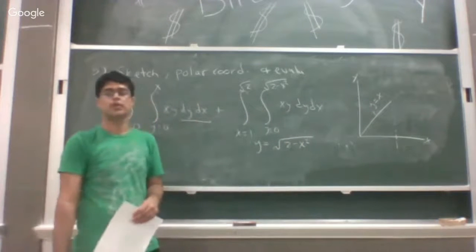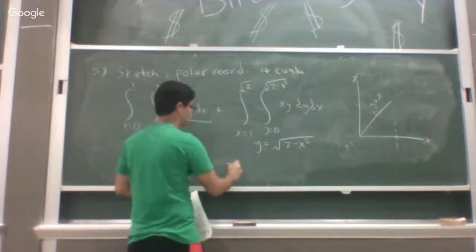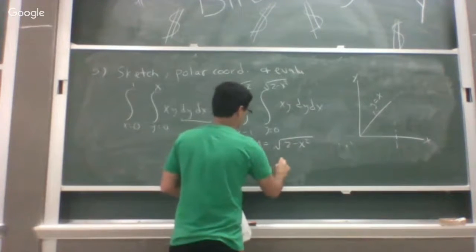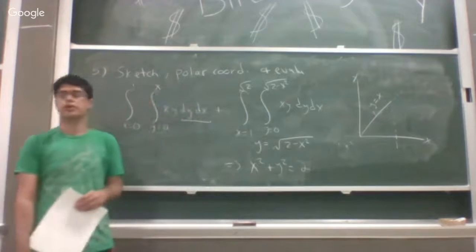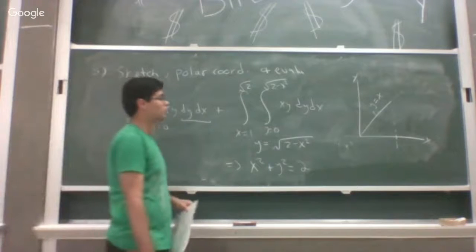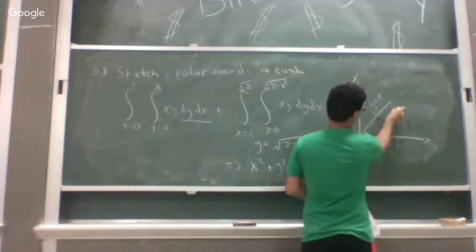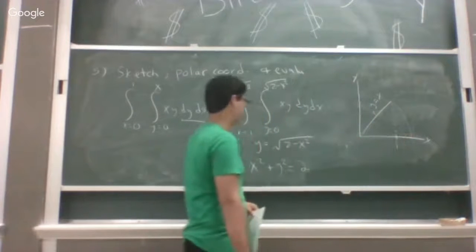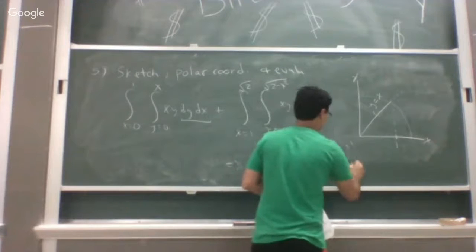Okay? If we simplify that by squaring both sides and bringing x to the other side, we get x squared plus y squared equal to 2. So that means there is a circle here with a radius of square root of 2. So this is equal to r squared. We know that the radius is equal to square root of 2.